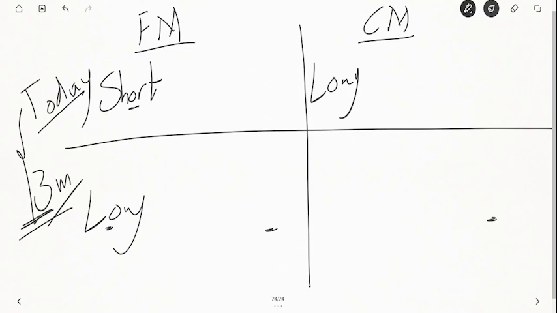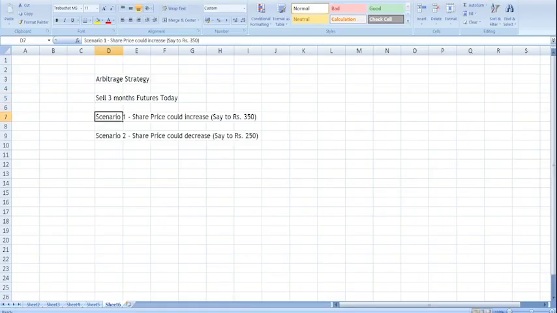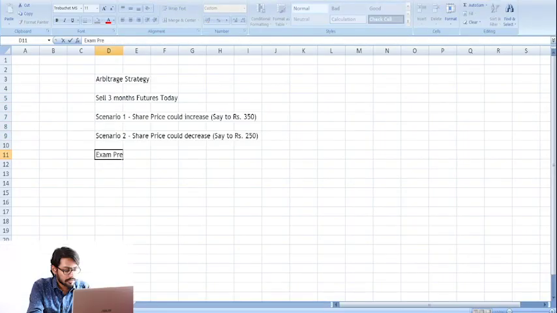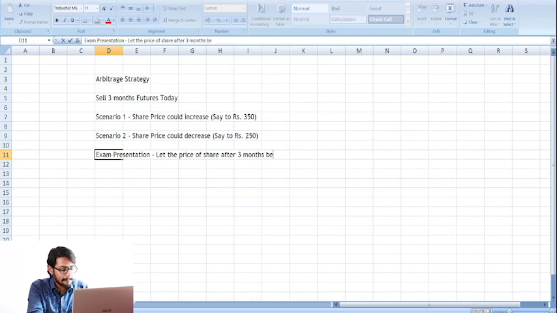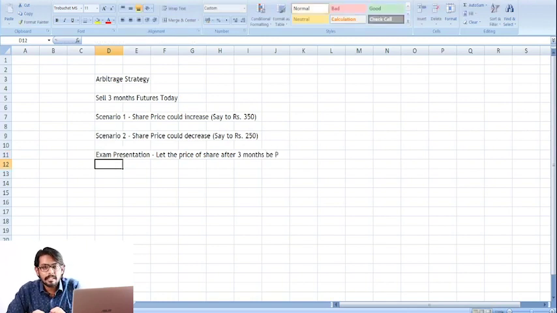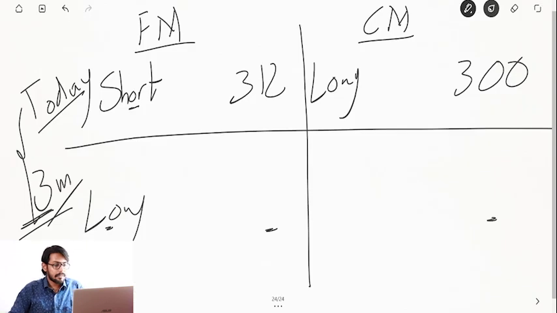Okay, now exam presentation. Today it is 312, long 300. After 3 months let the price be P. For exam presentation you need not assume share price 350 or 250. You can say let the price of share after 3 months be P. So after 3 months share price is P, future price also P.